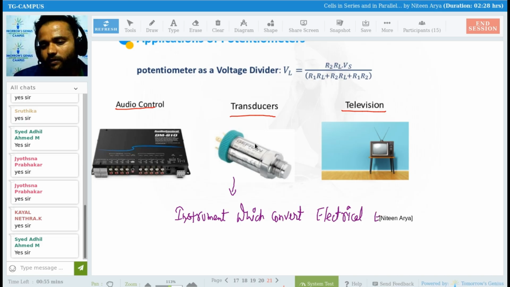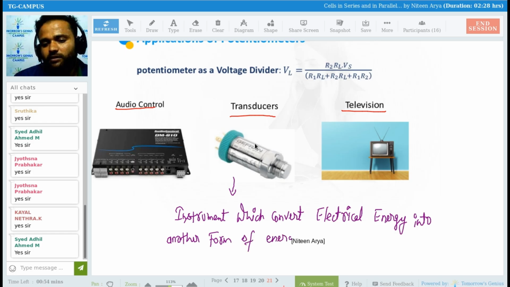Electrical energy into another form of energy. Simple. It can be thermal, it can be mechanical, it can be a sensor, it can be an antenna.